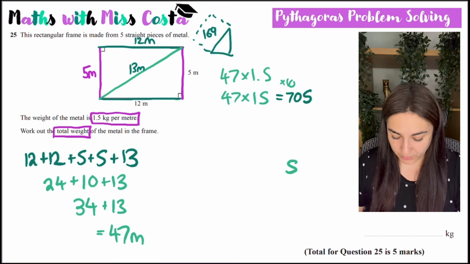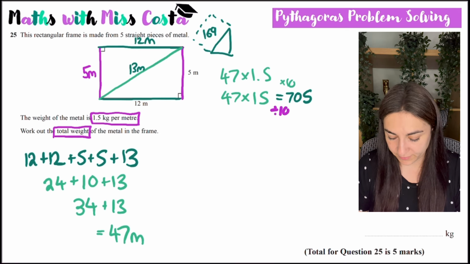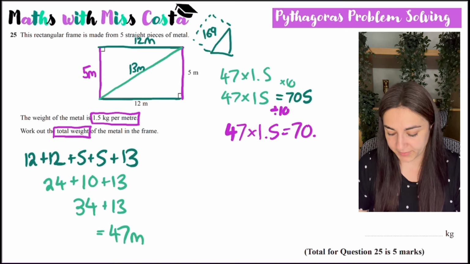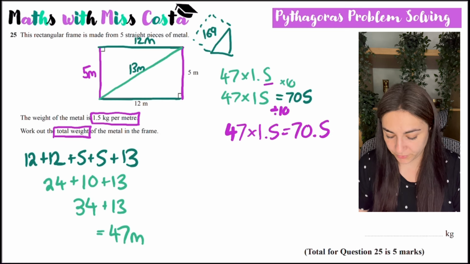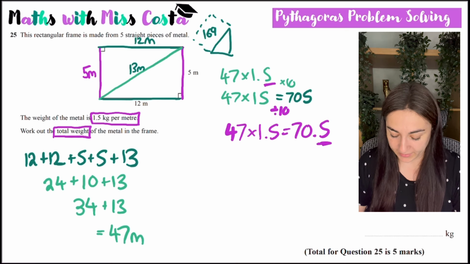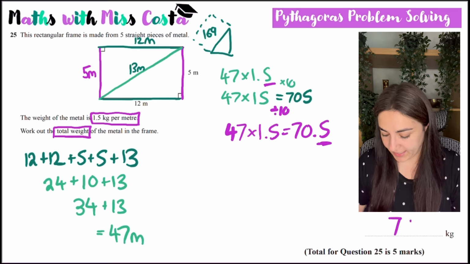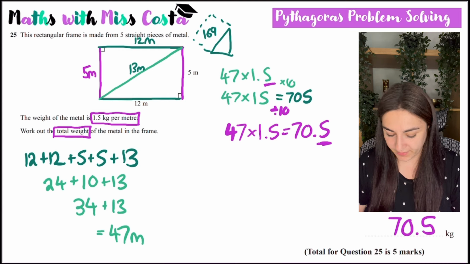Now, because I multiplied my calculation by 10 in order to turn it into whole numbers, I'm going to have to now divide it by 10, so that 47 times 1.5 becomes 70.5. Remember the little trick, in my calculation there was 1 digit after the decimal point, so in my answer that's going to have to be the case as well. So the total weight is 70.5 kilograms.